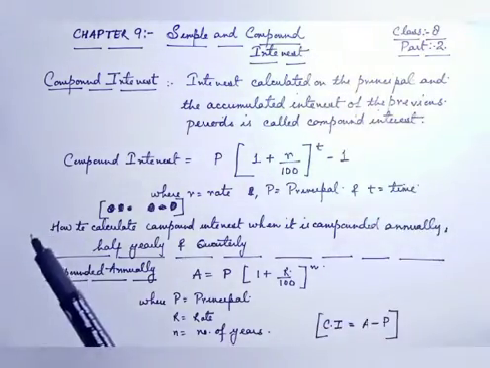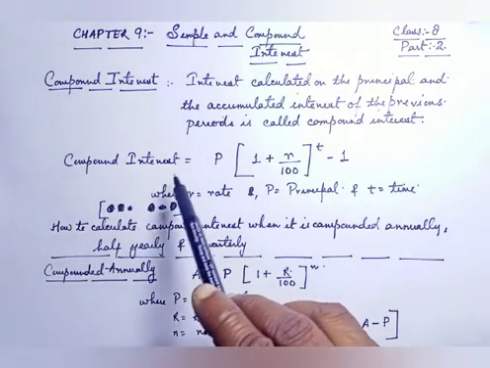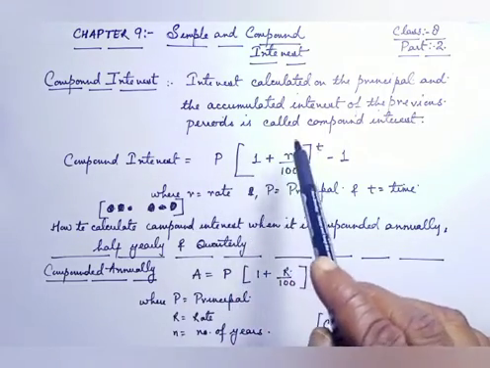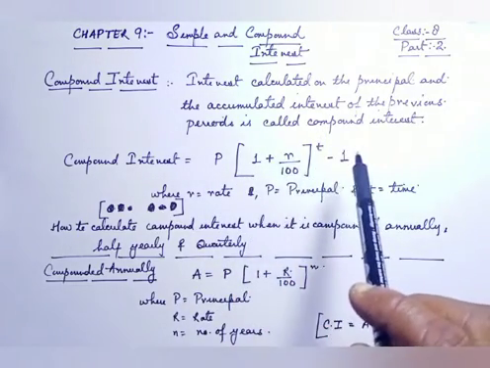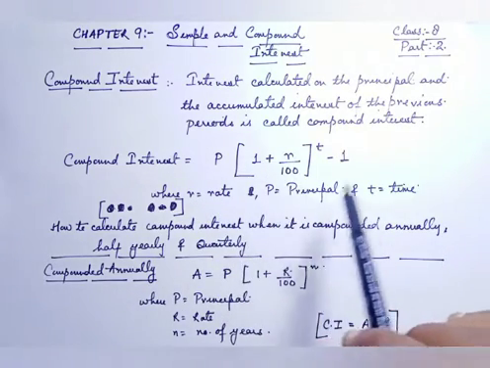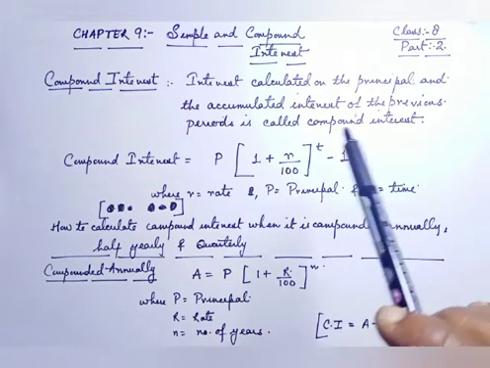Now the formula that we are going to use to find out compound interest is: compound interest is equal to principal, in the bracket 1 plus r upon 100 to the whole power t, minus 1, where r is the rate, p is the principal, and t is the time for how many years the amount is being taken.